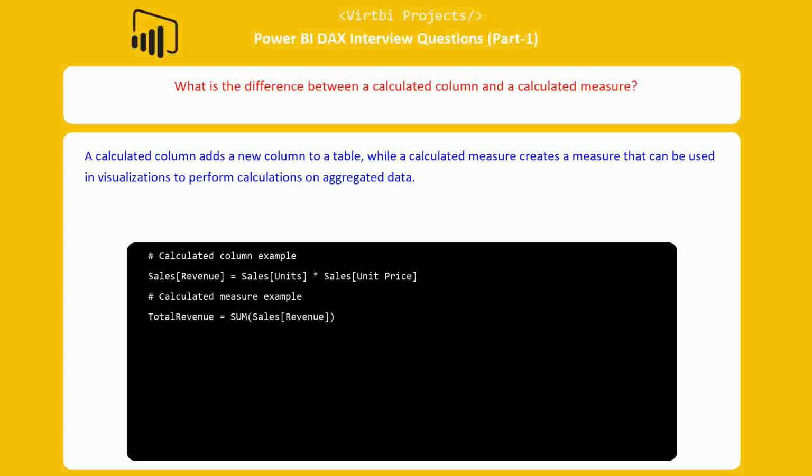In the calculated column example, a revenue column is added to the sales table, computing the product of units and unit price for each row. In the calculated measure example, total revenue calculates the sum of the revenue column, providing an aggregated value that can be used in visualizations.